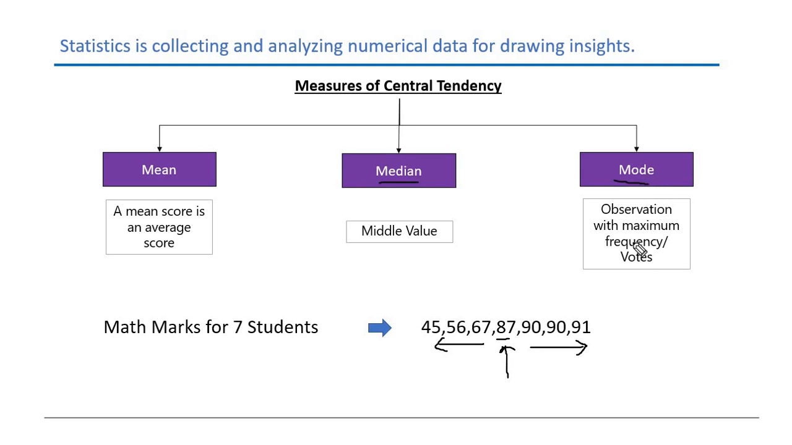And mode is the observation which has maximum frequency. So out of these observations, you can see the frequency for 90 is maximum. There are 2 students who have got 90 marks. So 90 marks in mathematics becomes the mode.